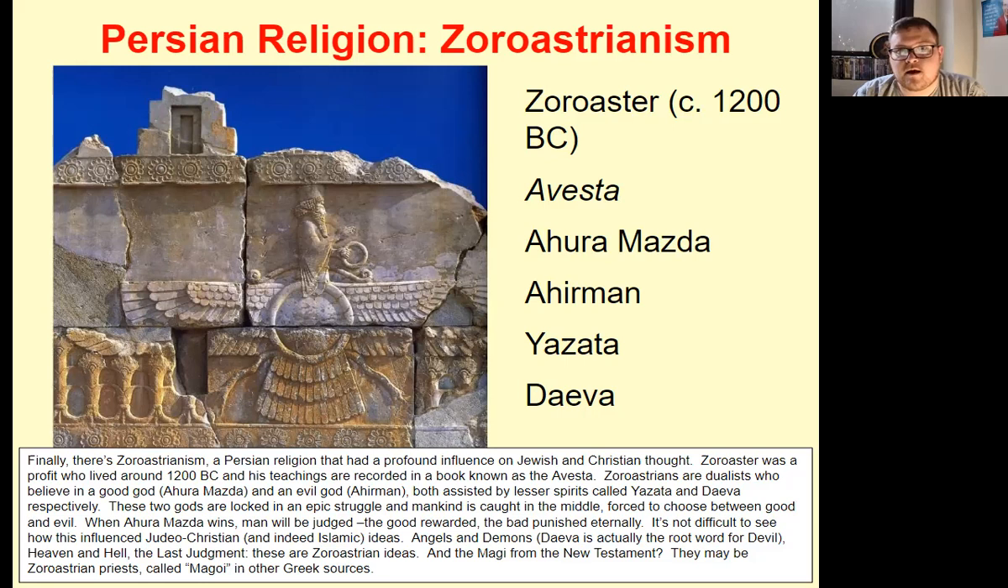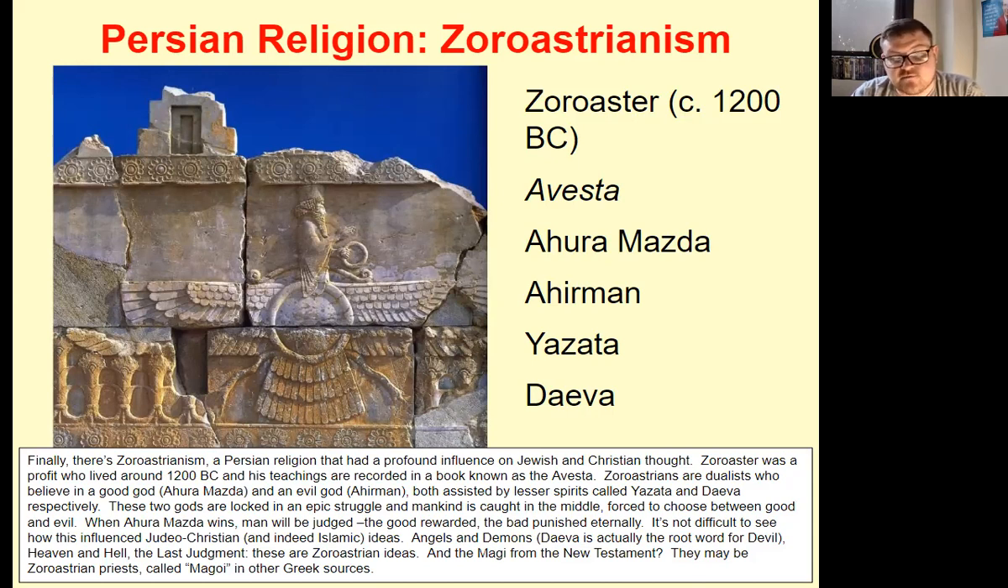So it's kind of like heaven and hell, and people are just in the middle, forced to choose between good and evil. When Ahura Mazda, the good god, wins, man will be judged, the good rewarded, and the bad punished eternally.